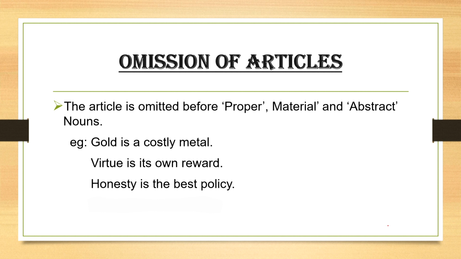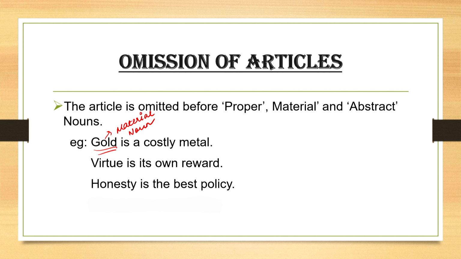Now, the article is omitted before proper, material and abstract nouns. So, this rule we already studied in nouns. So, let us revise this rule all over again. So, for example, gold is a costly metal. So, gold is your material noun. Hence, article will not be used before gold.